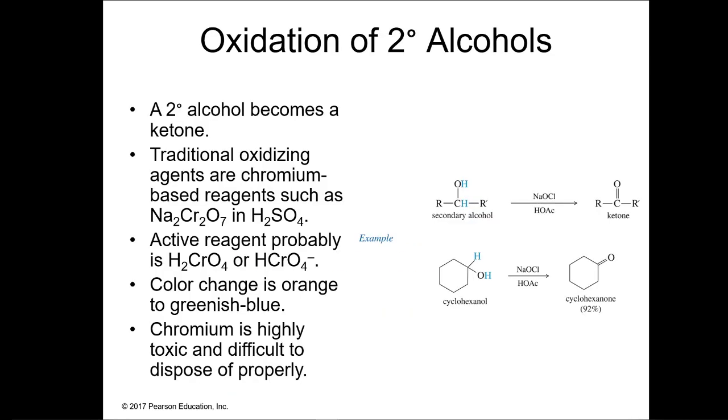So for secondary alcohols, they become ketones. And you use an oxidizing agent. The traditional one is just sodium dichromate in sulfuric acid, but chromium's toxic, so we use this sodium hypochlorite compound, NaOCl, in acetic acid, and that gets you the oxidation to the ketone.